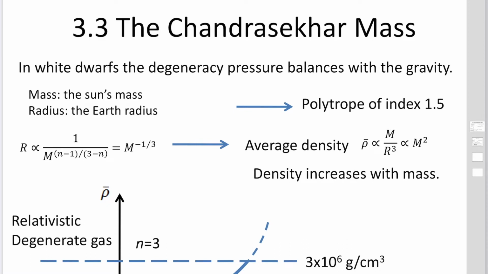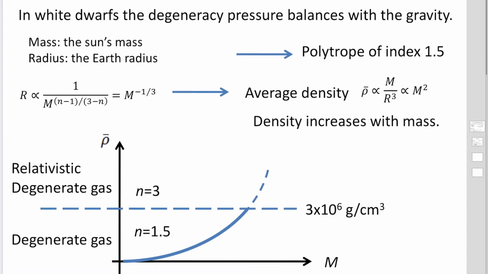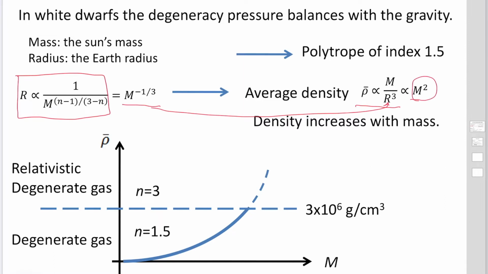The polytropic index is 1.5. So if you substitute 1.5 into the radius and mass relations, the power index is minus 1/3. From this equation, you can calculate average densities. Average density is mass divided by volume. Volume is proportional to R cubed. Then you can substitute, and the average density is proportional to the square of the mass.